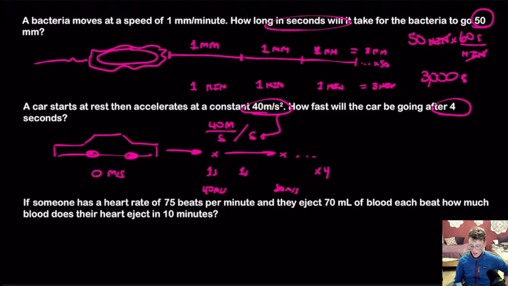So we're going to times it by 4. If we started off and we're going to gain 40 meters per second each time, we are going to gain that 4 times. Then you will be going 160 meters per second at the very end, which is an unreasonably fast rate for a car to be going, but nonetheless.